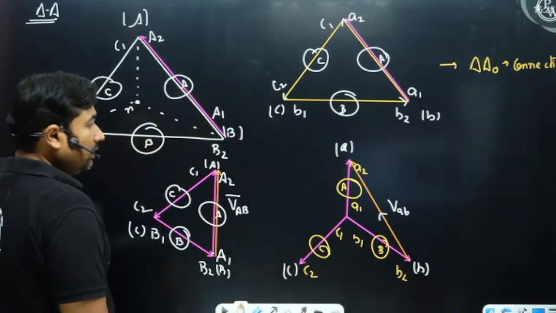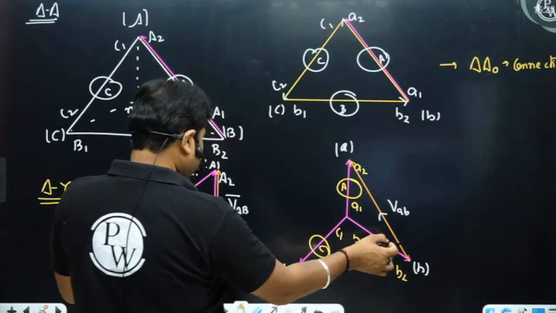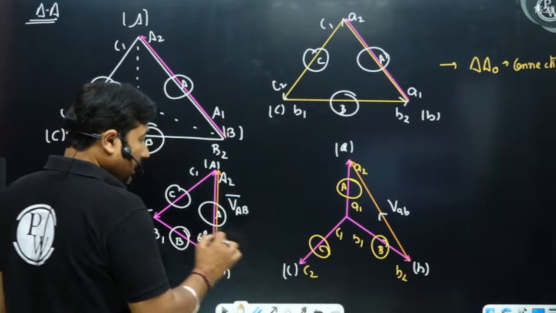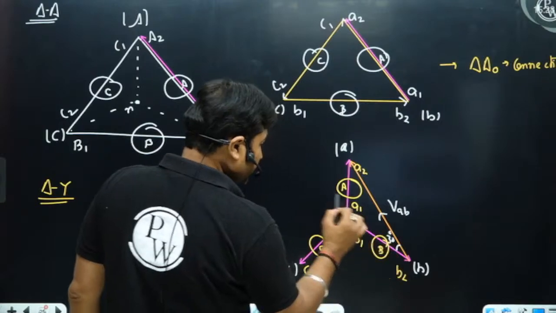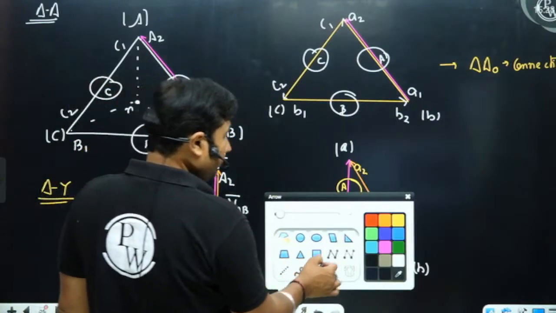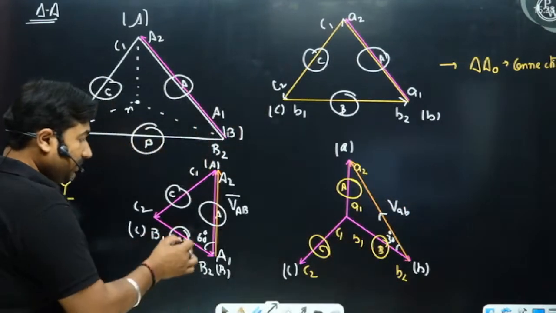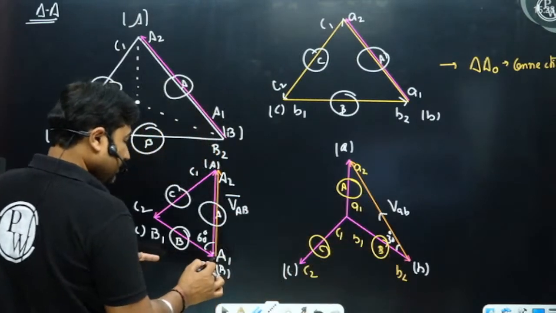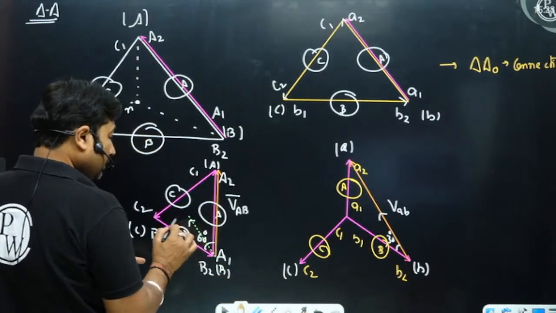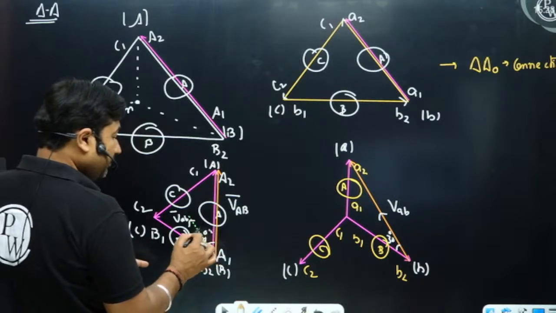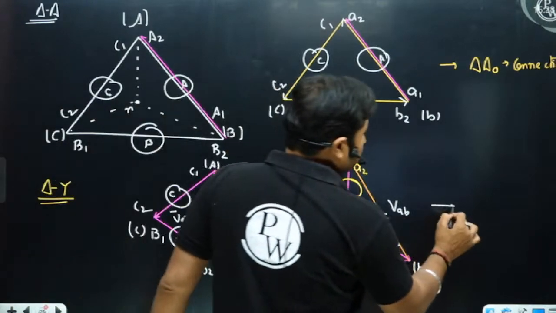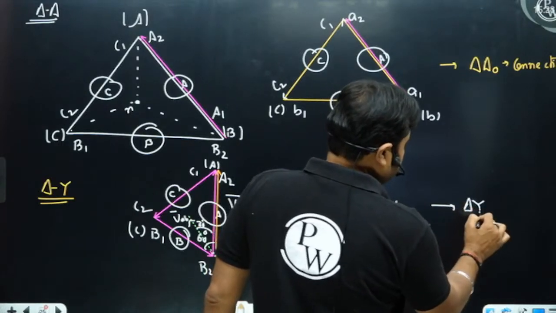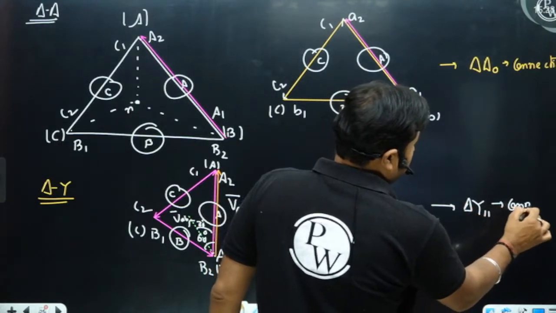So when you put these two onto the same line, this is at 60 degree, however this is at 30 degree. So this shows a small VAB. When you put both onto the same reference, a small VAB leads capital VAB by 30 degree. So this connection is a delta star 11 connection.